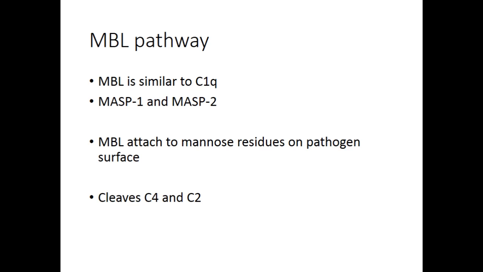So the function is quite similar, but the thing is that the MBL will attach to only the mannose residues on the surface of the pathogen, and when MBL attaches to the mannose residues, it will get activated, and then just like in the classical pathway, all the steps occur, and finally C4 and C2 will be cleaved by the MASP2.